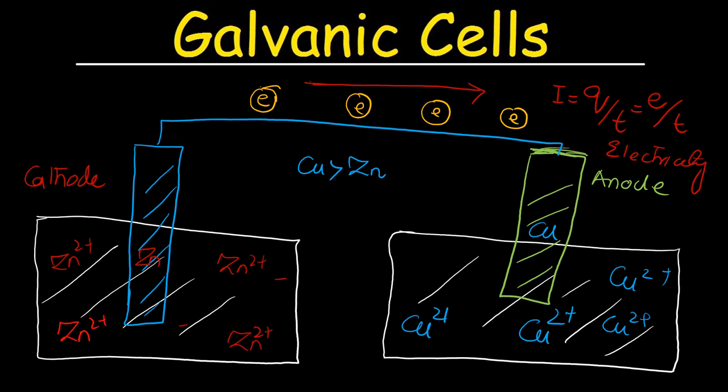Now, an interesting point to notice here is that when an atom, suppose zinc, gives 2 electrons, then the zinc atom will be converted into a zinc ion, Zn2+.